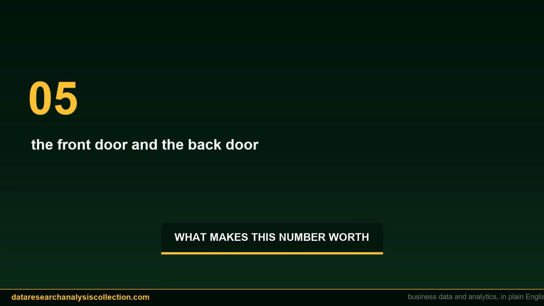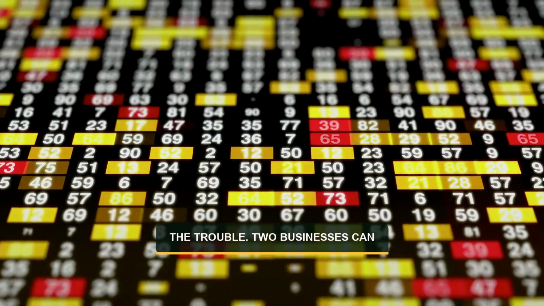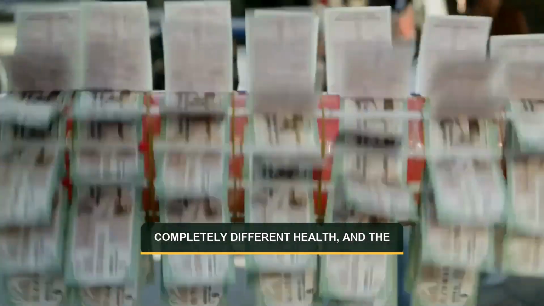The front door and the back door. Here is what makes this number worth the trouble. Two businesses can post the exact same net new revenue and be in completely different health, and the quick ratio is what tells them apart.